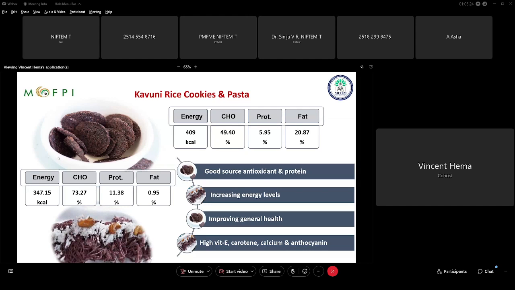So further, these flakes we can make into cookies and pasta, so that it can also be ready to eat food products. It will increase the energy level of the food for the consumer, and it also has a good amount of other pigments, being high in vitamin B, carotene, calcium, and the anthocyanin as well.